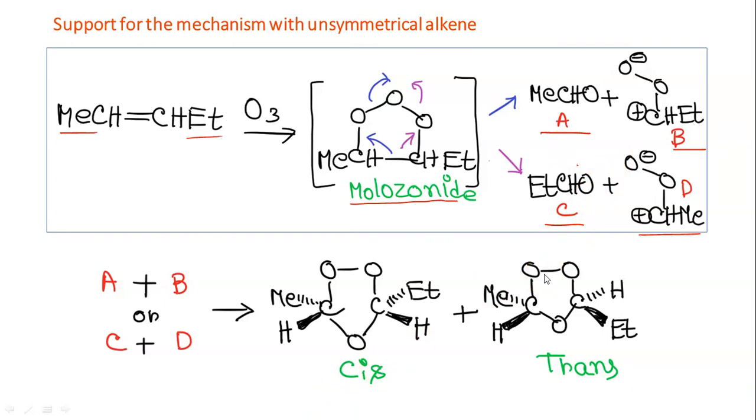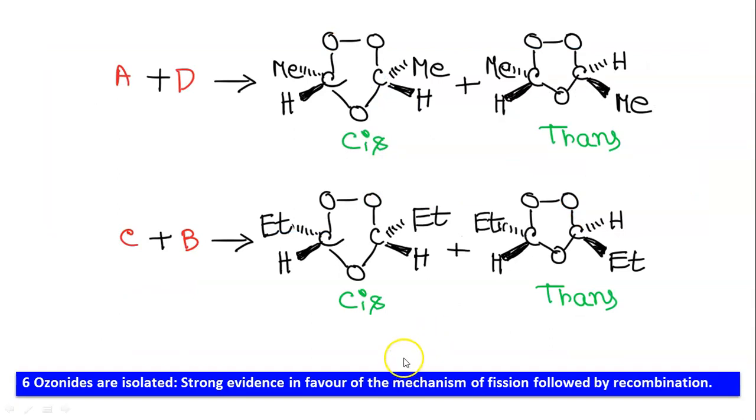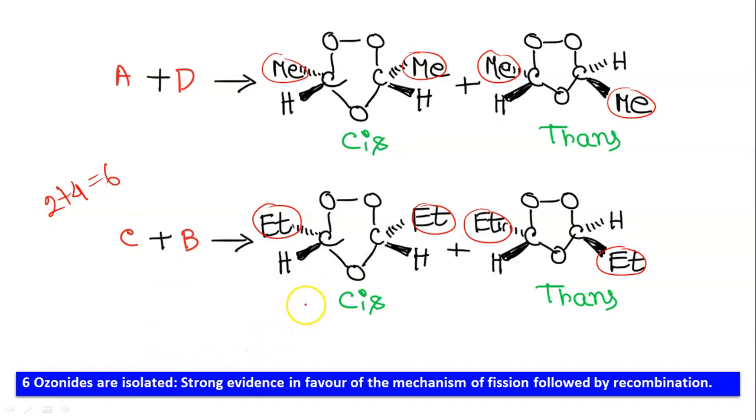Now we will also see that AD and BC is another possibility. Here we can see that when it is AD, when both methyl groups are on the same side, that is cis, and on the opposite side, this is trans. Similarly, if it is C and B, now both are ethyl groups: same side cis, opposite side trans. So how many ozonides do we get in total? In the previous slide we obtained 2, and here we are getting 4. So 2 plus 4, total 6. So from this type of unsymmetrical alkene, a total of 6 ozonides are isolated.